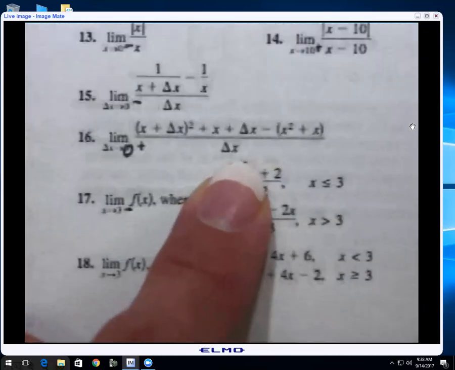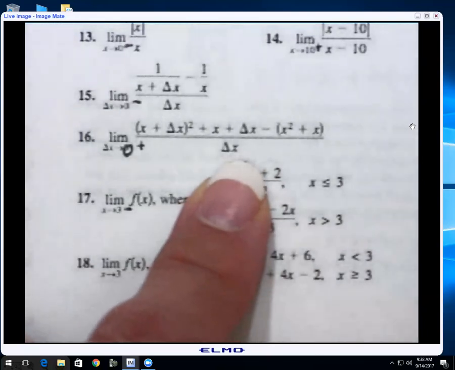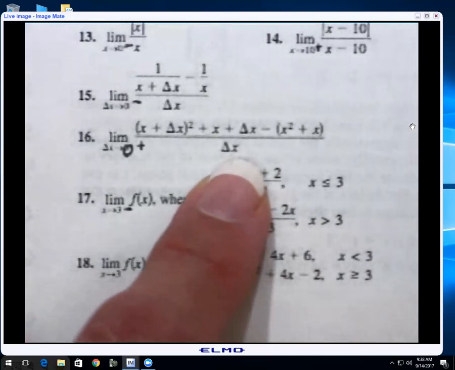We need to move just a little bit more quickly here. So let me say something about number 16. When you clean that up, you'll have something you can plug a 0 in, so you don't need to worry about it. You can find the two-sided limit, so the one-sided limit exists.